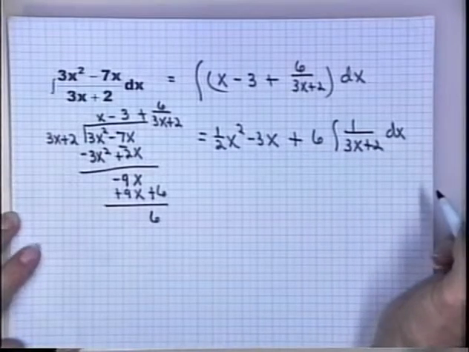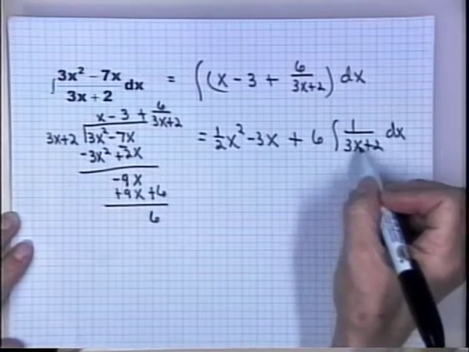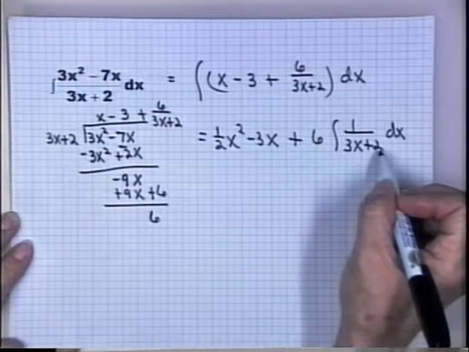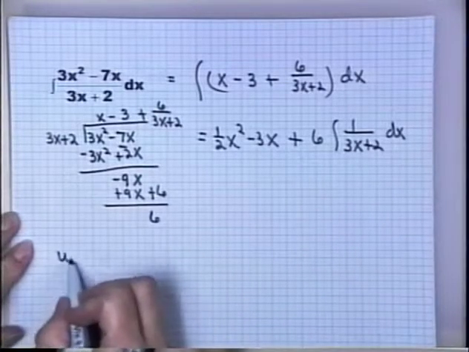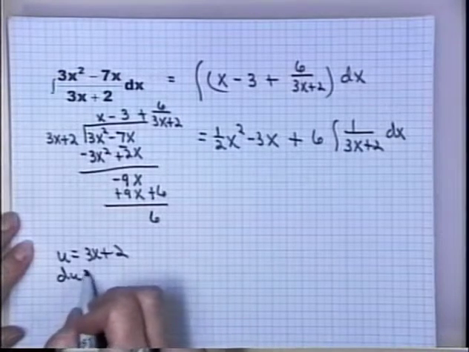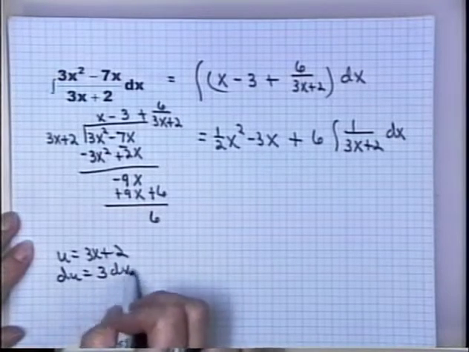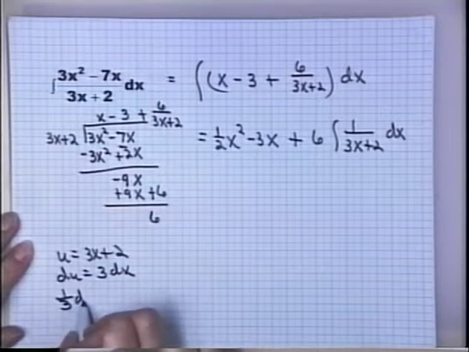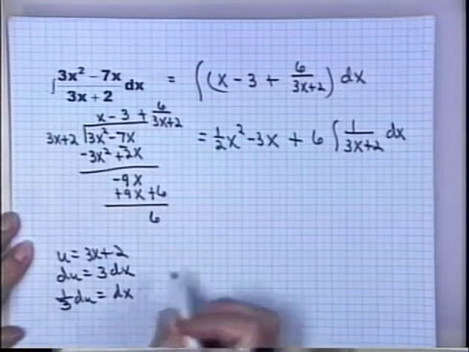And do you see what I'm thinking probably? The derivative of this is a 3. So I can fix that. So I'm going to let u be 3x plus 2. du, it's 3 times dx. So dividing by 3, 1/3 du is dx.